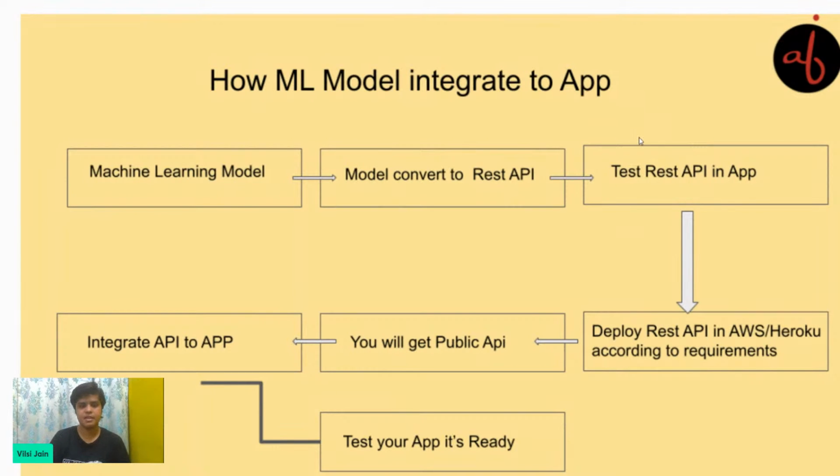Now, with the help of the REST API, you have to test it in your app first. This REST API runs on the local system, not outside. If you send the website to someone else on a different computer, they don't have the local REST API setup, the localhost, so they can't run it. Only the localhost can run that, right?